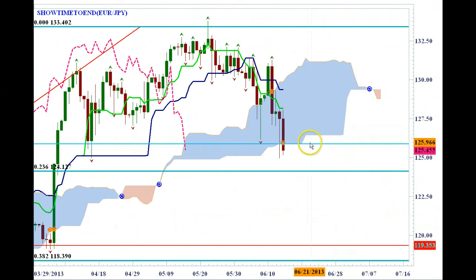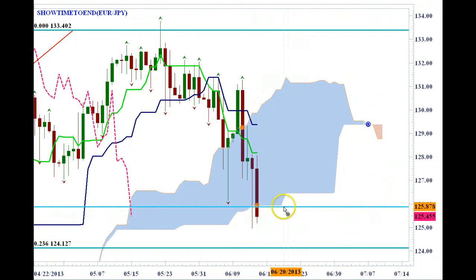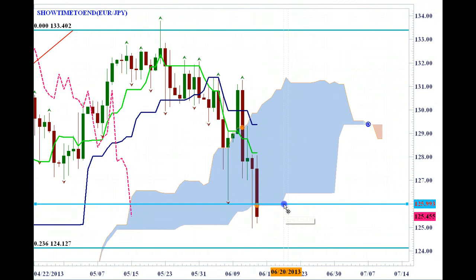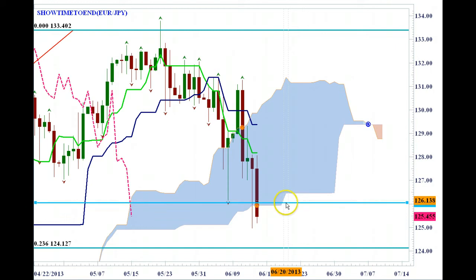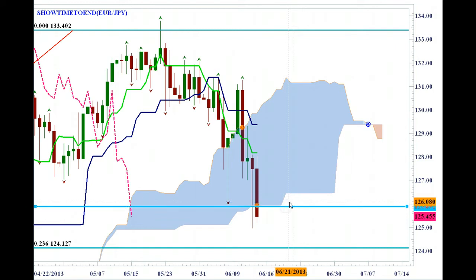Alright, so we know that's the bottom of the cloud right there on the daily time frame. Let's move it right to where it is, right there. That's where price broke out. So when we go to the 4-hour time frame, we could see that. Alright, so price broke out there. We can see that on the 4-hour time frame. And then here's where price is.